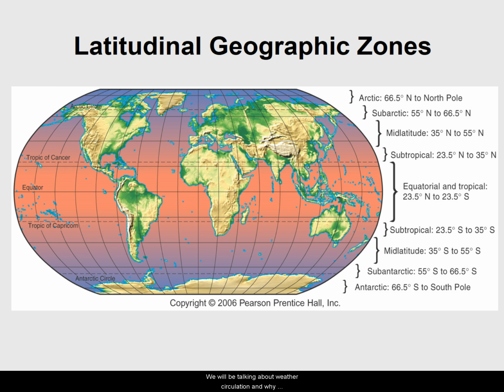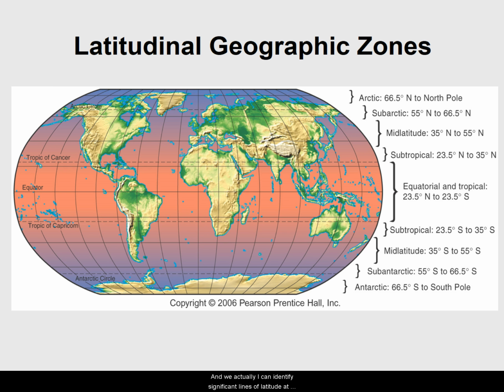Now, we will be talking about weather circulation and why certain land features such as deserts form where they are. The subtropical area is where predominantly most of the Earth's deserts reside. We can also identify the mid-latitudes as being between the latitude lines of 35 degrees north to 55 degrees north and 35 degrees south to 55 degrees south. This is the latitude region in which we live. We live in the mid-latitude. Above the mid-latitude, we have the subarctic and the subantarctic, at 55 degrees north and south to 66.5 degrees north and south.